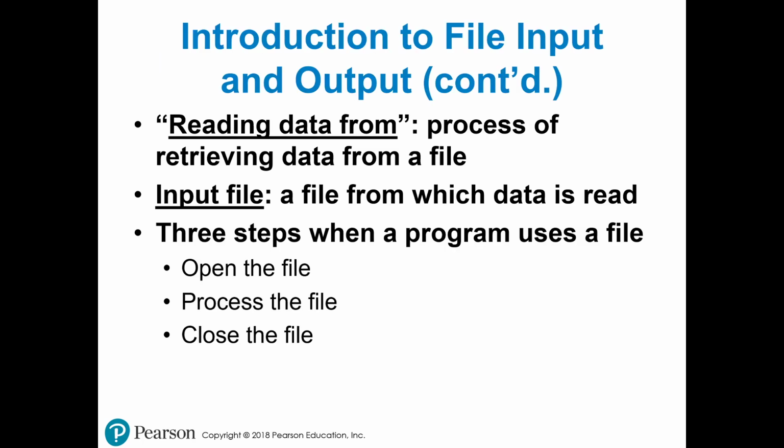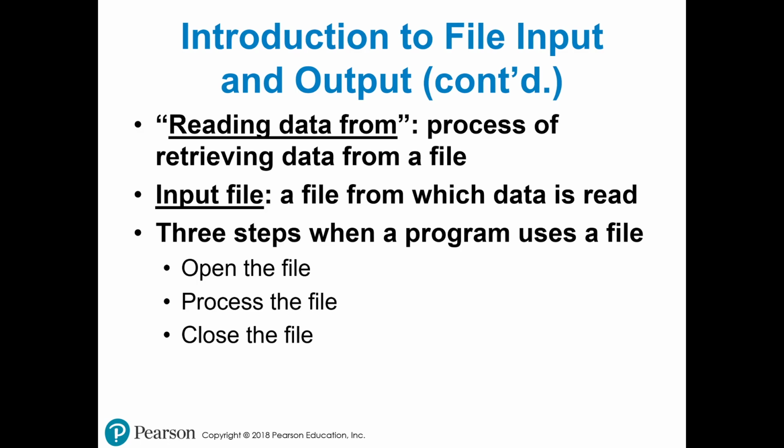All right. So the opposite of writing to a file is reading data from. So reading data from a file is a process of retrieving the data that's been saved in a file and loading it into memory. So if we want to do something with the data in a program, remember it has to be in memory. We can't do things with data that are in files. We have to read them to memory first, make our changes, and if we want to save it, we have to write back out to the file. So an input file is a file from which data is read.